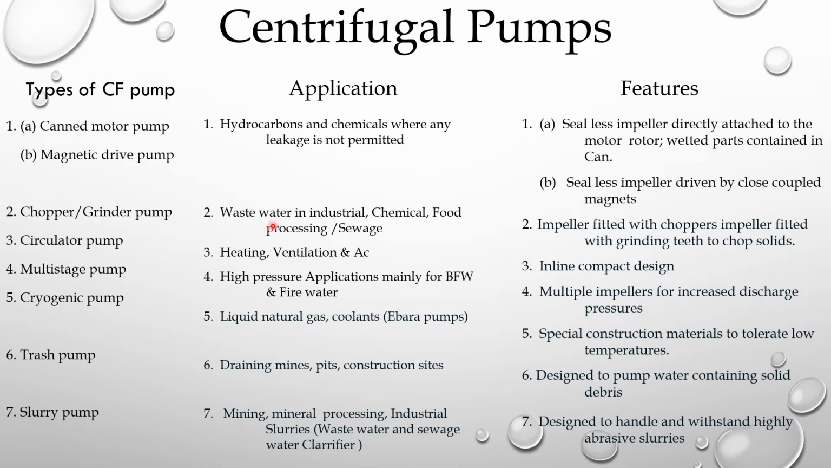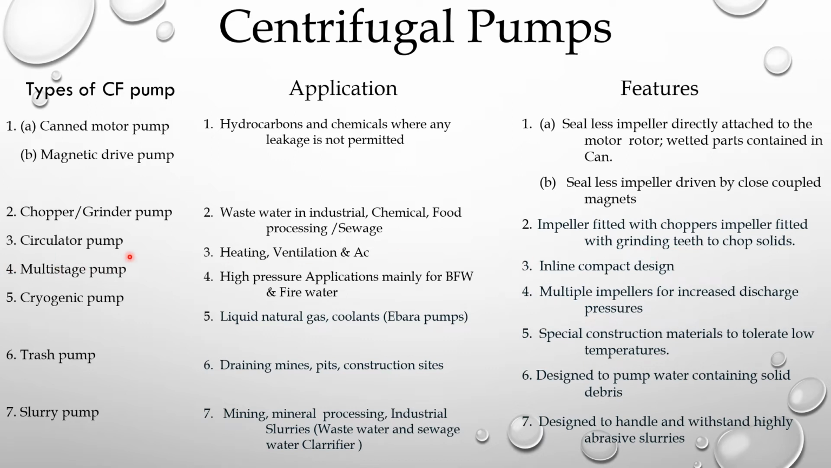Chopper and grinder pumps are used for wastewater in industrial areas, chemical, food processing and sewage. The impeller is fitted with grinding teeth to chop the solids. The waste food or meat coming with the wastewater will be chopped by the grinding teeth.